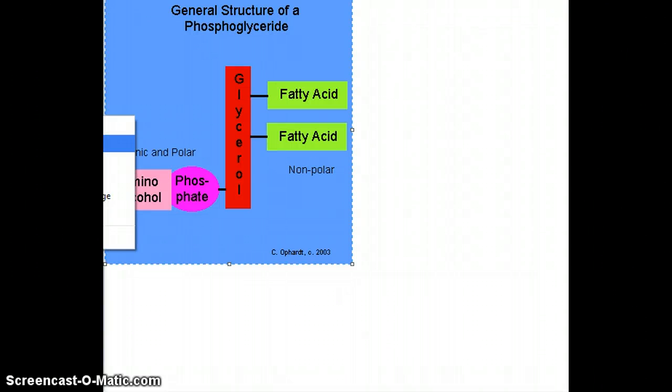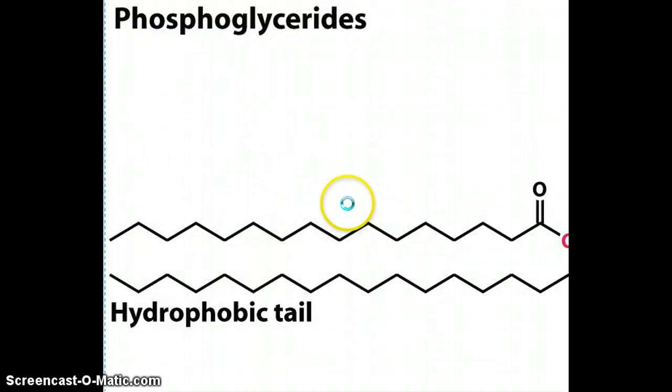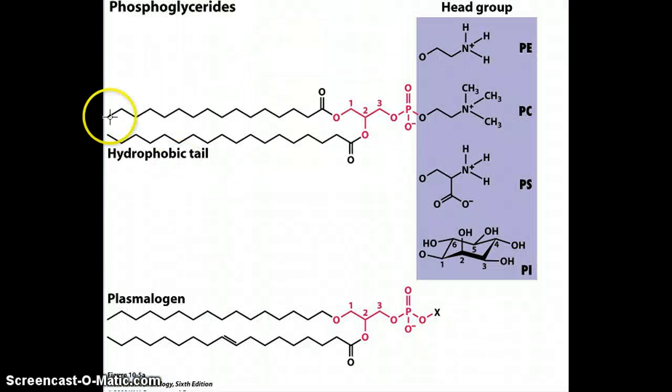So let's look at an example, and you guys should probably be familiar with the structure of glycerol, so we're going to look at that as well. Alright, it's too big. Here we go. So our phosphoglyceride, we have the hydrophobic tail. Here's our glycerol. Notice how the fatty acids are actually bonded to oxygen. If you remember, this is the carboxyl group right there, and this is therefore the delta carbon, and then the other end is going to be the omega carbon.